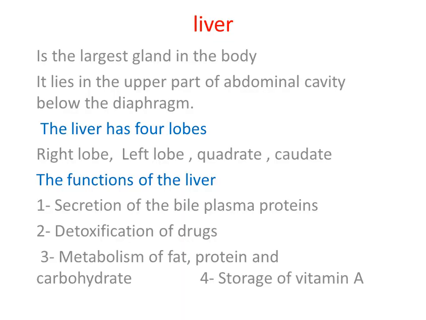The liver is the largest gland in the body. It lies in the upper part of the abdominal cavity below the diaphragm. The liver has four lobes: a right lobe, left lobe, quadrate lobe, and caudate lobe. The functions of the liver are secretion of bile and plasma protein, detoxification of drugs, metabolism of fat, protein, and carbohydrate, and also storage of vitamin A.